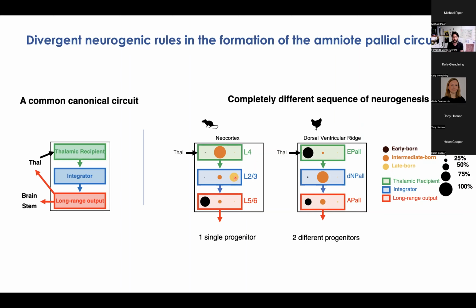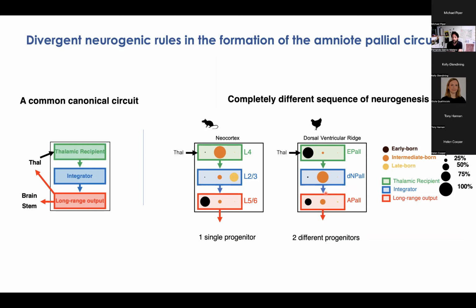Not only that, the regions of the brain in which these circuits appear are different. This circuitry can be generated from one single progenitor versus at least two different progenitors that are generating these different areas. So as a summary, the whole developmental program of these two circuitries is different, and the cells and the circuitries cannot be considered homologous.